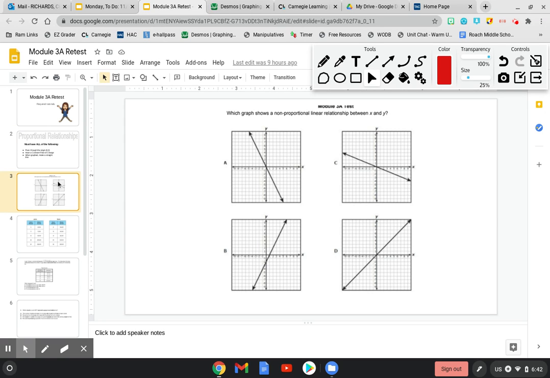Which graph shows a non-proportional linear relationship between x and y? Please remember the three things: passes through (0, 0), makes a straight line, has a constant rate of change. Your answer here should have been B, because this one does not pass through the origin, (0, 0). So that one was pretty easy.